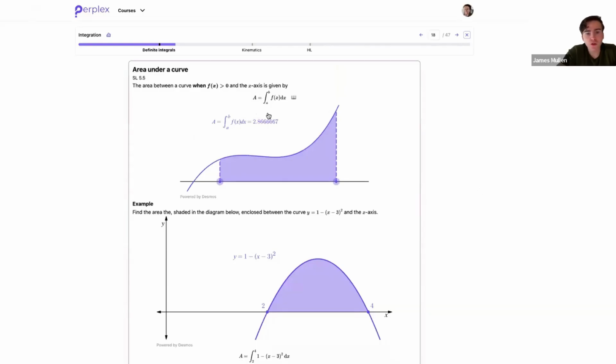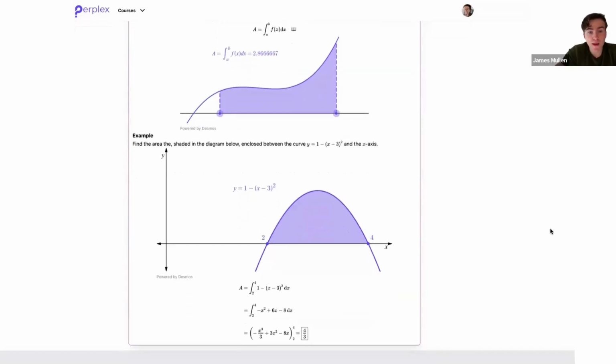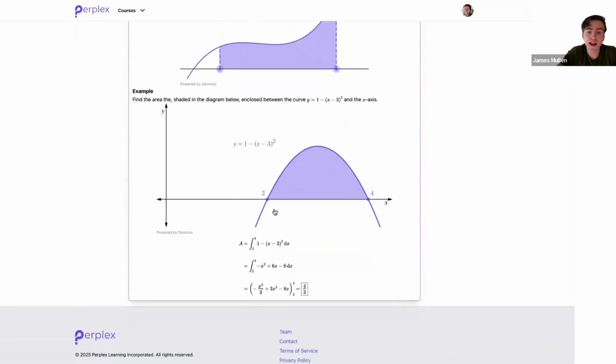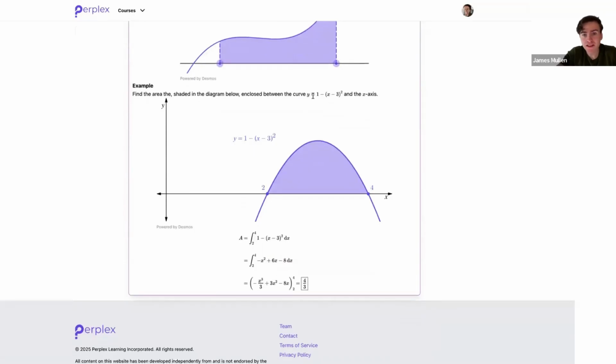We're going to take the integral of a function f of x between the bounds a and b, where a and b are the left and right bound of the area that we're interested in. Now, often you're not going to be told what those boundaries are. Instead, you're going to be told, oh, find the area enclosed between this function and the x-axis. And you're first going to have to find where the function intercepts the x-axis. So here's an example. If I have y equal to 1 minus (x minus 3) squared, I can find that it intercepts the x-axis at 2 and 4. That's just using quadratic skills.